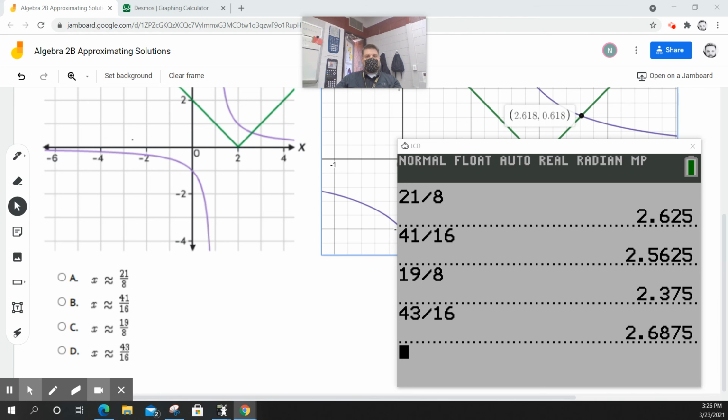All right, so now I've got to figure out which one is the closest to 2.618. Now, if I were to round these, it could be 41 sixteenths, or it could be 43 sixteenths. Which one's closer to 2.6? I think this one's closer. So I'm going to go with B.